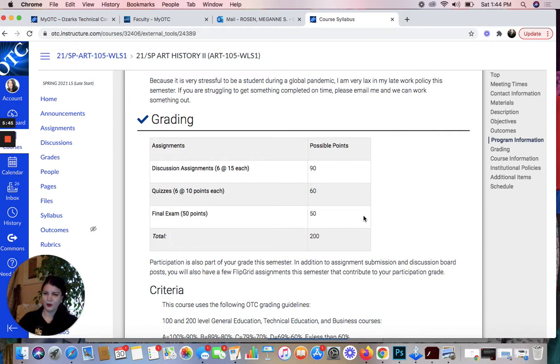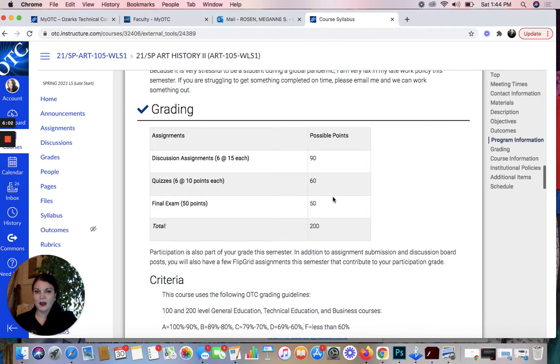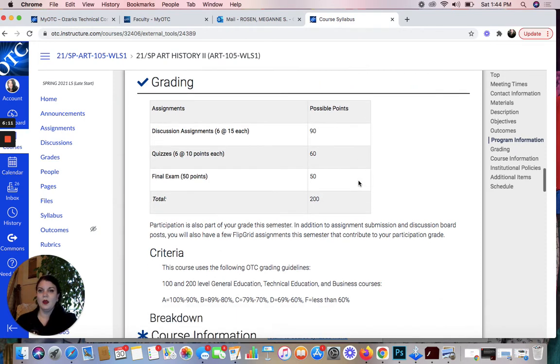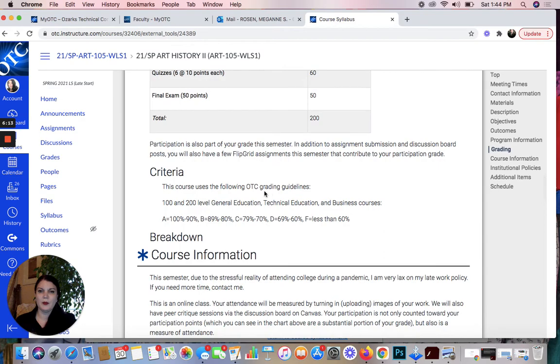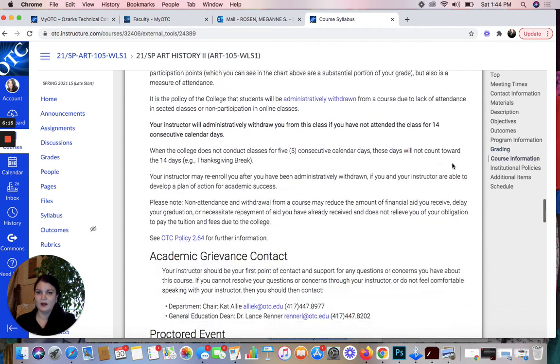We only have a couple of those, but basically I have to have a couple of things where I actually see you doing things when it's an online class so that I know it is truly you taking the class. So we'll have things like that for participation. Some of your discussions, you have some participation for those. But that's basically how the class breaks down. Discussion assignments, quizzes, final exam, and then participation points. Okay? We just follow the basic OTC grading guidelines.